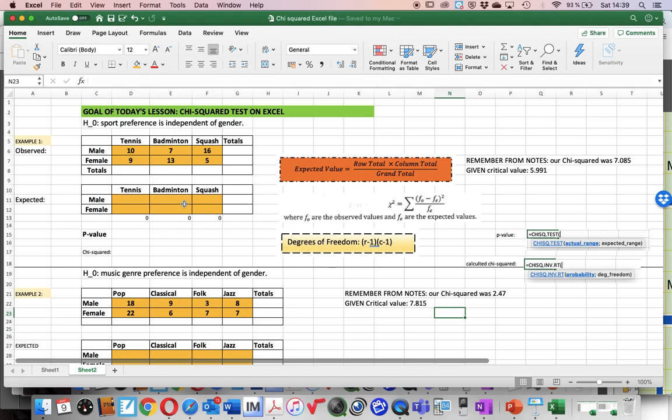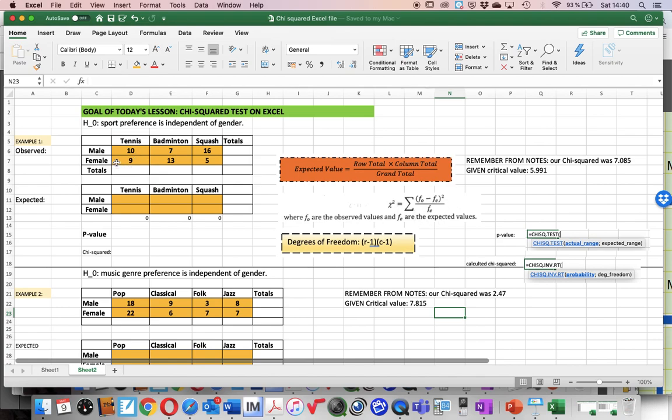The lesson assumes you have done the last couple of days' work, meaning that in order to populate the expected values, it's row total times column total divided by the grand total, and you also have done the long hand work of subtracting the observed minus expected to find that calculated chi-squared.